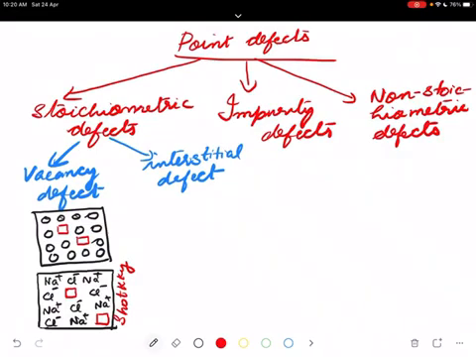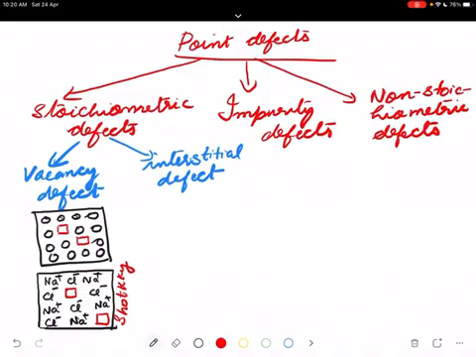So, what are the characteristics? Electrical neutrality is to be maintained since it is an ionic solid. Density decreases, and this happens in those crystals where the cation and anion sizes are similar. Ions are missing, stoichiometry is maintained.